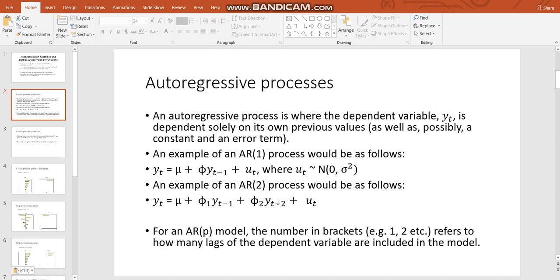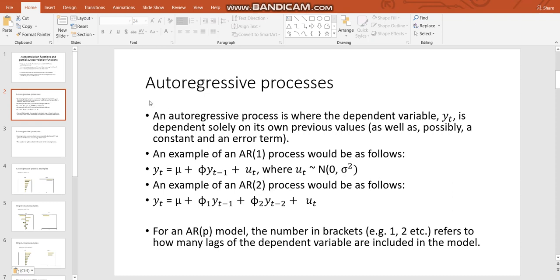So the key right here is in the subscripts. You see that the number in brackets means the number of lags of the dependent variable that it's got as explanatory variables. So that's the key thing to bear in mind. If it was an AR3 process, it would have yt minus 3 as well as yt minus 1 plus yt minus 2.